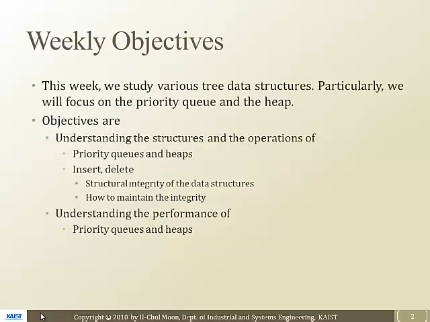So our objectives are these. We have been studying various types of data structures, for example, linked list, stack and queue, and recently binary search tree. And we are going to add two more to our data structure portfolio, which are the priority queue and heap. These are the two things that we are going to focus on this week. The first part covers the priority queue, and the second part covers the heap, in particular the binary heap.